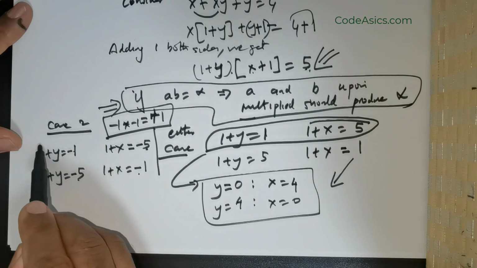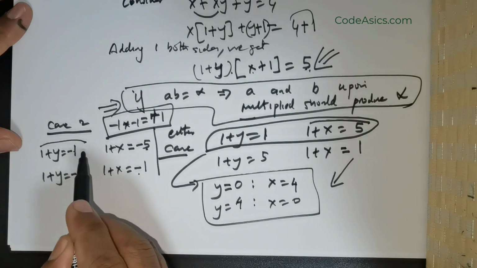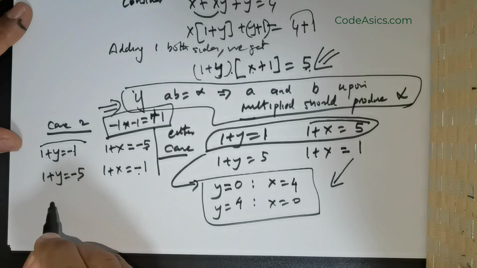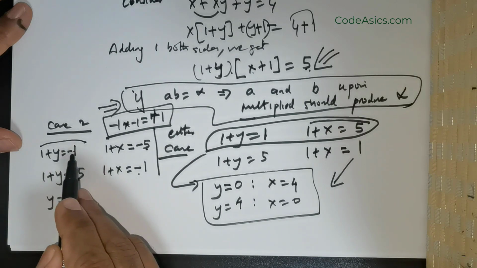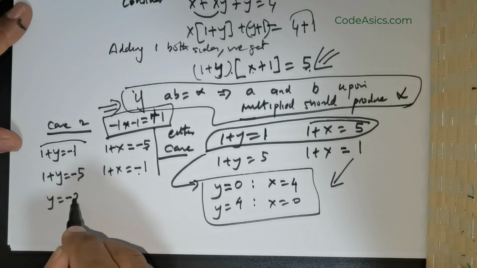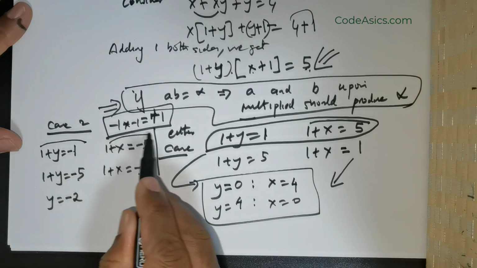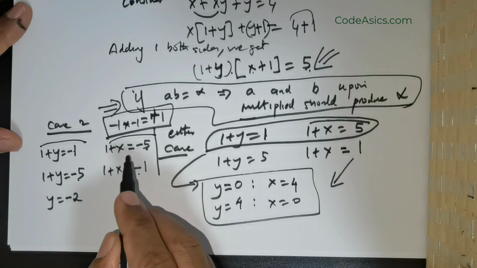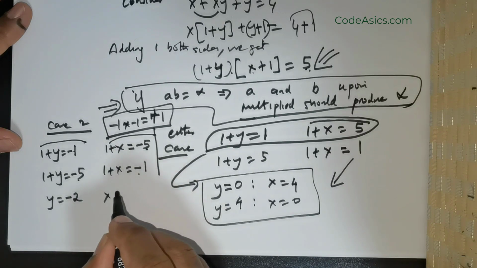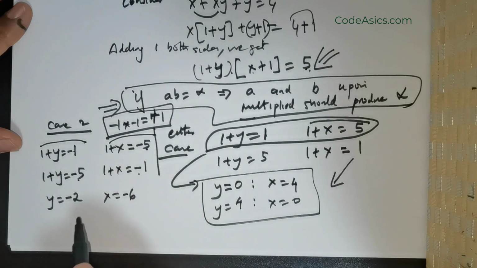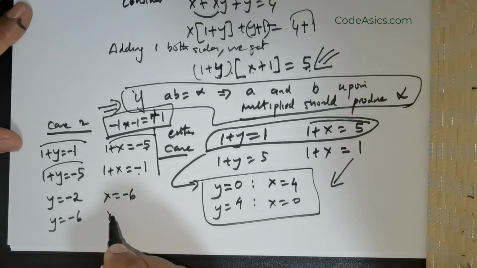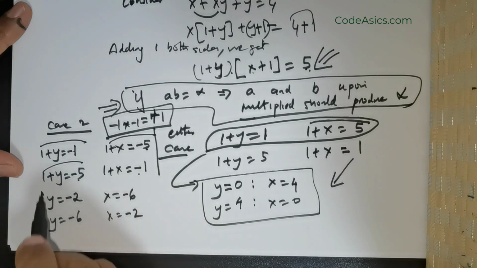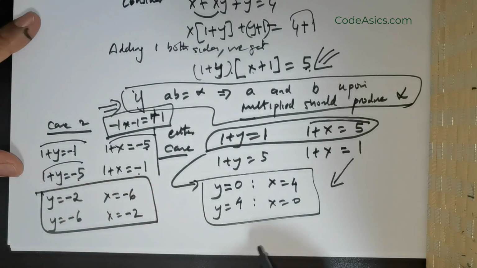In this case, if I were to push this 1 to the other end, this would become negative 1. So that would mean y is equal to negative 1 added with negative 1 would give me negative 2. In this case, if I were to push 1 to the other side of the equal to sign, it would produce negative 1. So it's going to be x is equal to negative 5 - 1. That's going to be negative 6. On the other side, if I were to push this 1 to the other hand, I would get y to be equal to negative 6 and x to be equal to negative 2. So this is the other possibility.